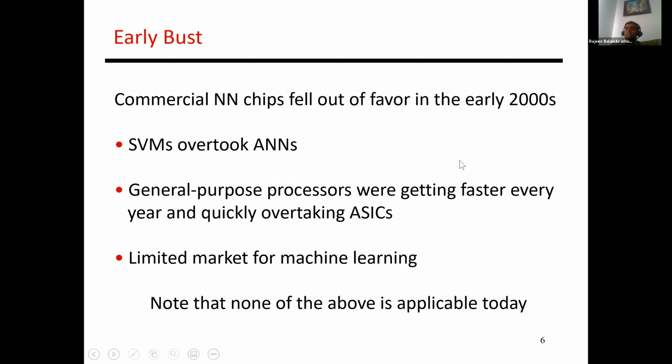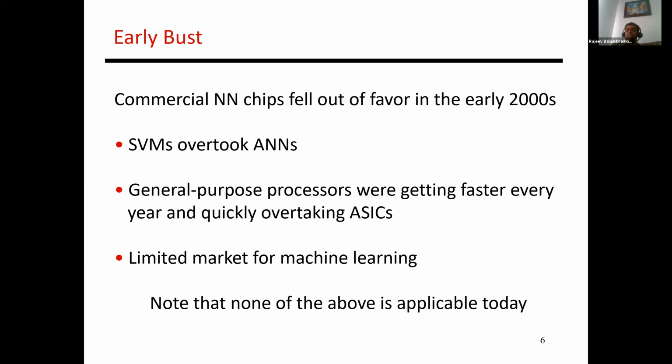It's also worth noting that this is not the first time that industry has built neural network chips. Back in the 90s, a number of companies designed chips customized for neural networks. That didn't pan out because of the reasons I list here. Like we saw earlier, support vector machines were doing pretty well. It also turned out that general purpose processors were getting much better. You could invest all this time and effort to design an ASIC, which is a custom chip, and the next general purpose processor you designed would be better at that same workload. And there was also a limited market for machine learning.